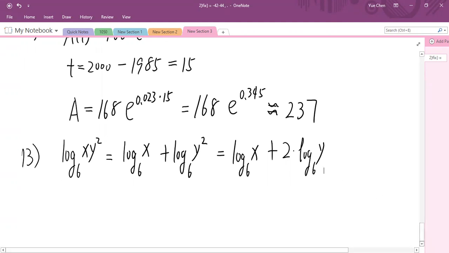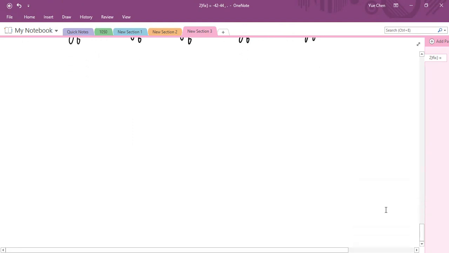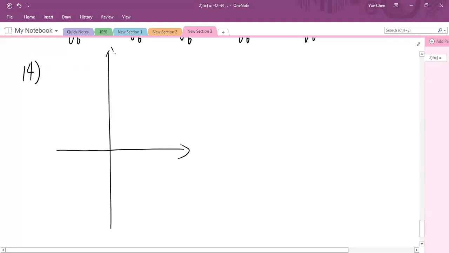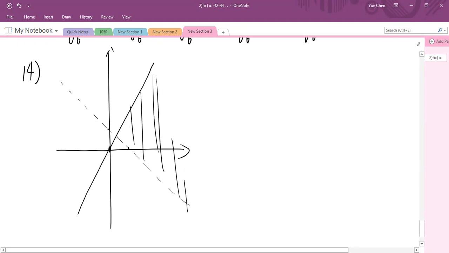Number 14. Again, the region is given by this graph. Let's quickly draw the graph. So the origin. So this is the graph. This is 1, equal to 1.